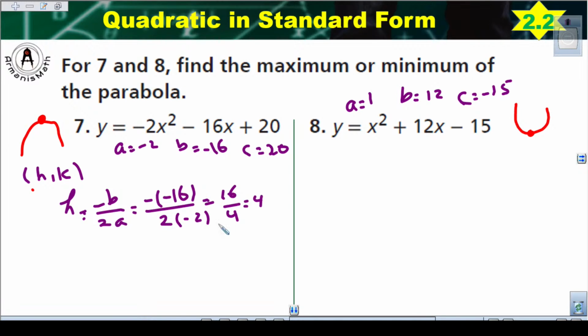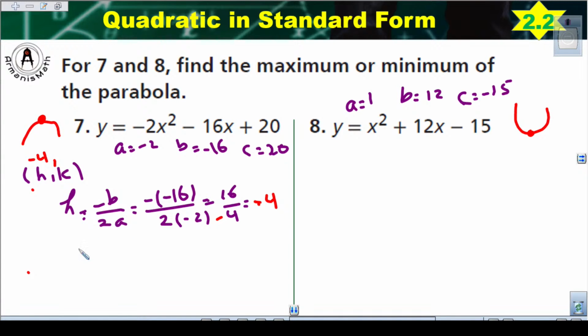Oh, I see what you're saying. You're talking about this one here. Yes, you're right. So 2 times -2 is -4. Yes, you are correct. So that's going to be a -4. Thank you. So -4 here is for h, and I'm expecting to see a k.